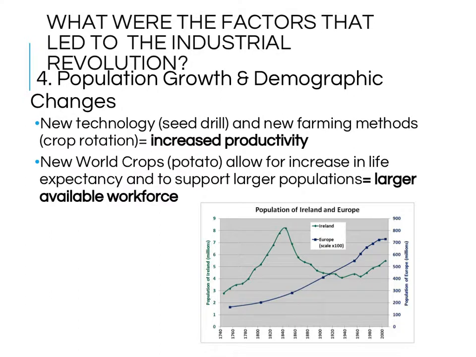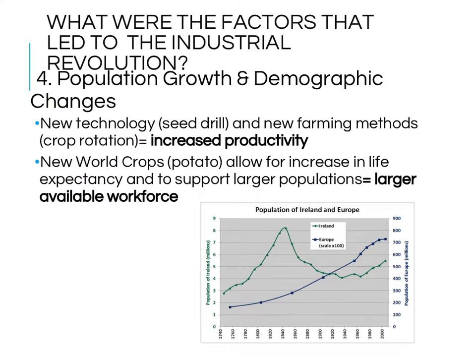Another factor is population growth and demographic changes. Right before the Industrial Revolution in the 1600s and early 1700s, there was a wave of new technology in terms of agriculture. The seed drill, which previously farmers would walk in a field and just scatter their seed by hand. The seed drill was something that you pushed along and it would plant your seeds neatly in rows, so it was much more efficient.